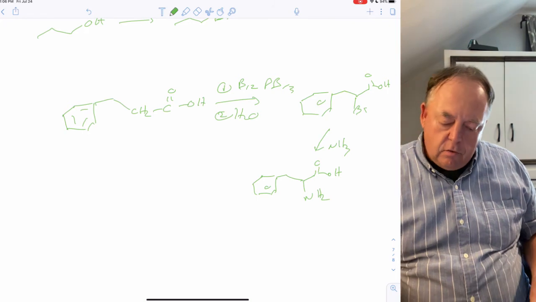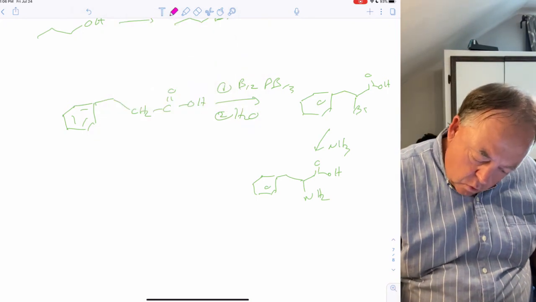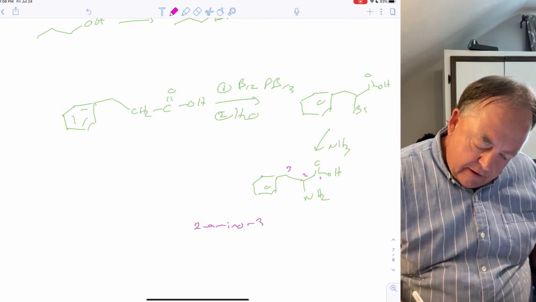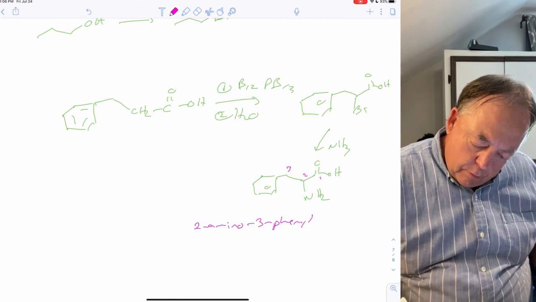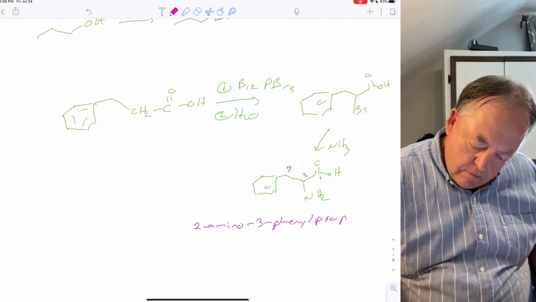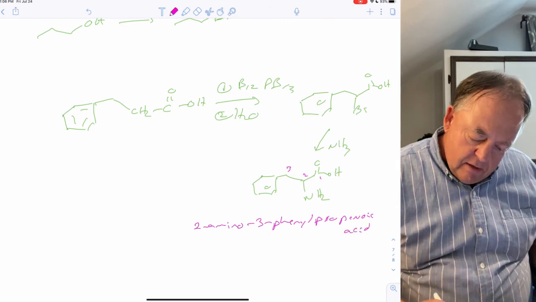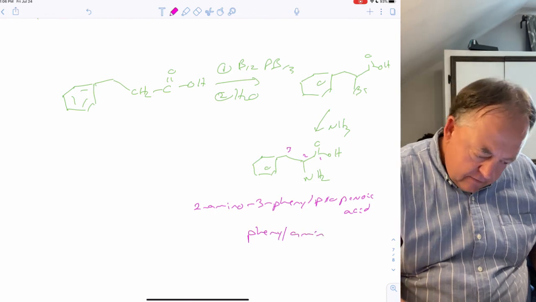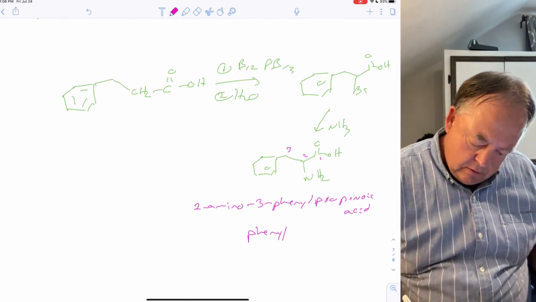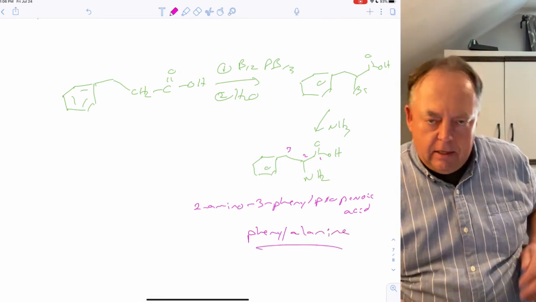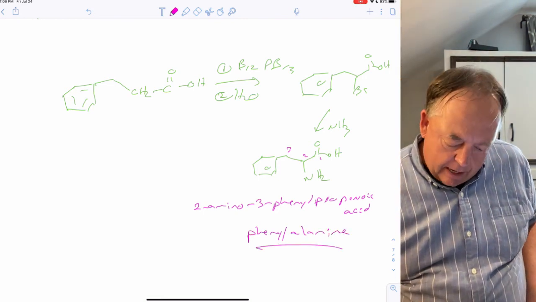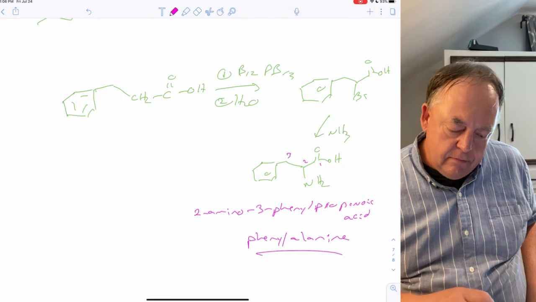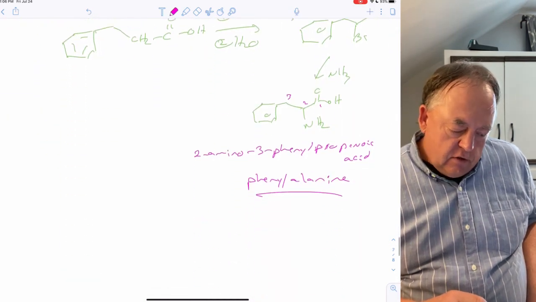Of course, we can name this molecule, right? If we name this, so 1, 2, 3, that would be 2-amino-3-phenylpropanoic acid, since it's 3 carbons. But most people wouldn't call it that. Most people would call this by its amino acid name. That particular amino acid is called phenylalanine. So if you go on and take biochemistry at some point, you'll probably have to memorize the structures and names of the 20 common amino acids, so that's one of them. Okay, so that's it for this first part of this chapter.